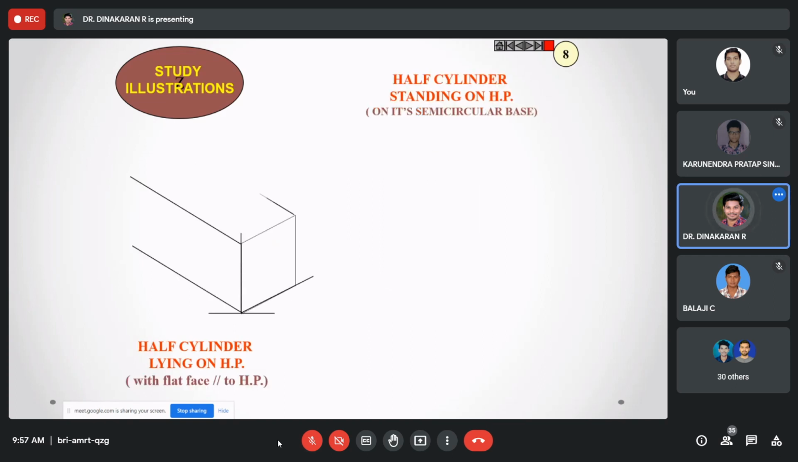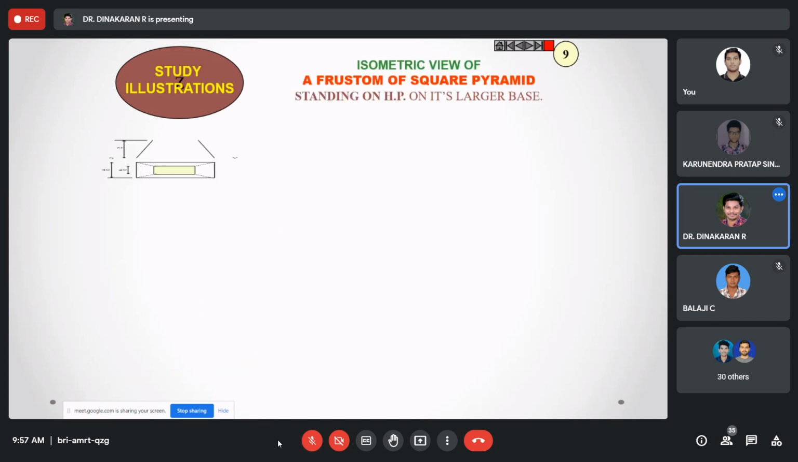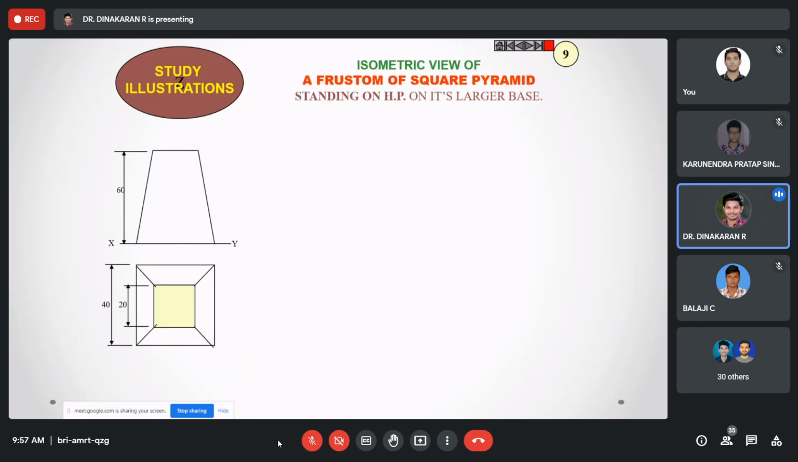Half cylinder. This is it. Only half of the cylinder, semicircular. Square pyramid. Prism means what? What is the difference between prism and truncated? Tell me, prism and truncated.